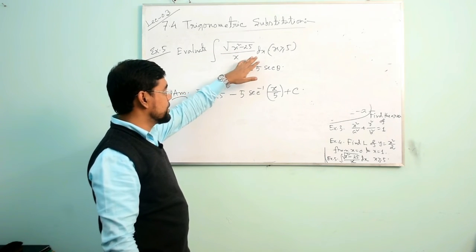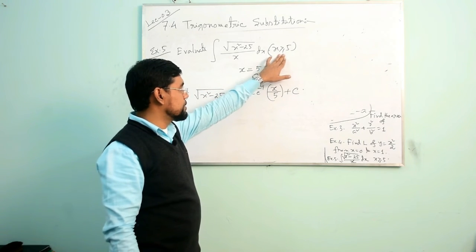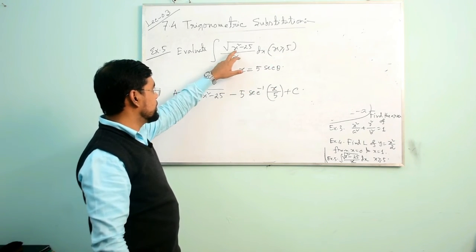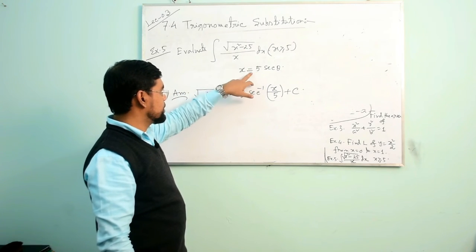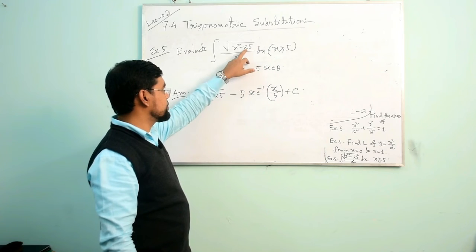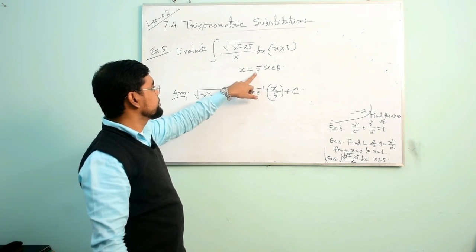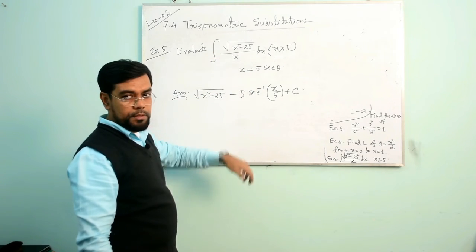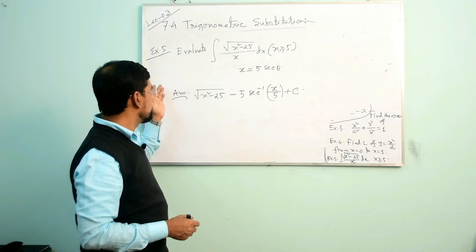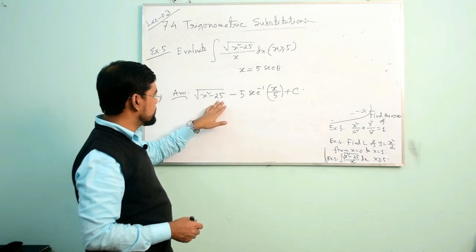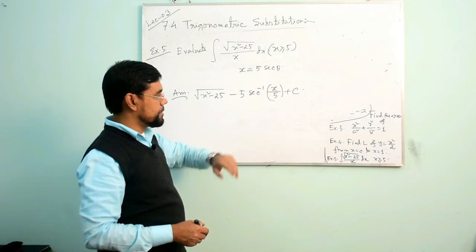So let's try another example, example 5, and evaluate the integration of root x square minus 25 by x dx, where x should be always positive and greater than 5. So here your substitution will be x equal 5 sec theta, because a square equal 25, so a is equal to 5. I think the remaining part you can try in your apartment, and the answer of this problem will be root x square minus 25 minus 5 sec inverse x by 5 plus c.